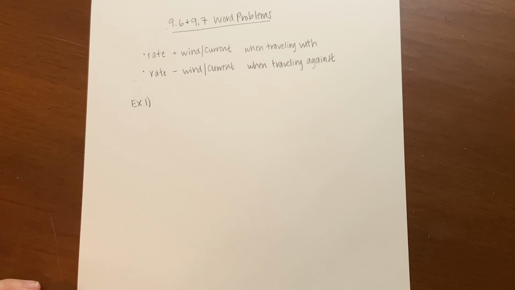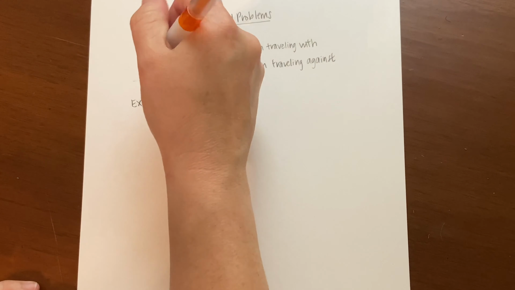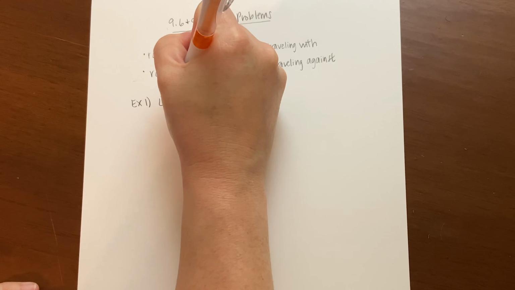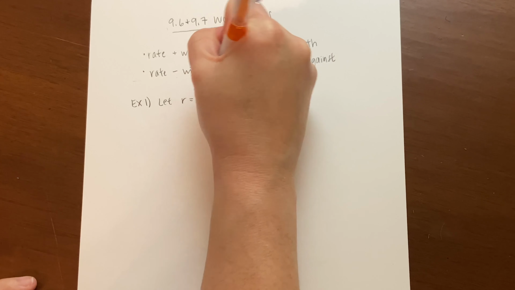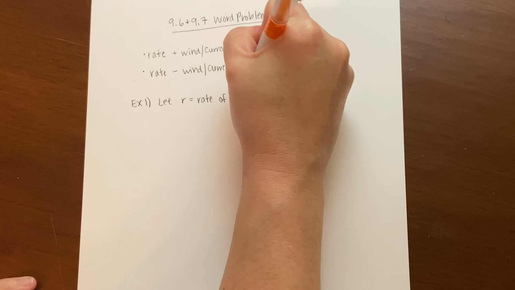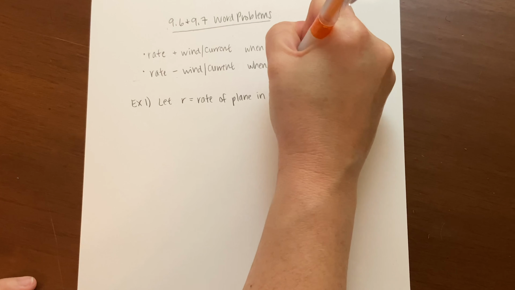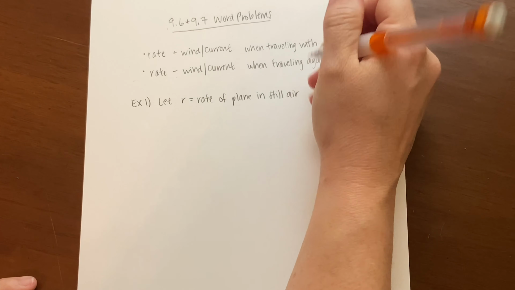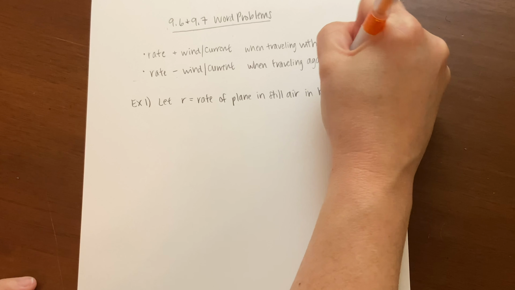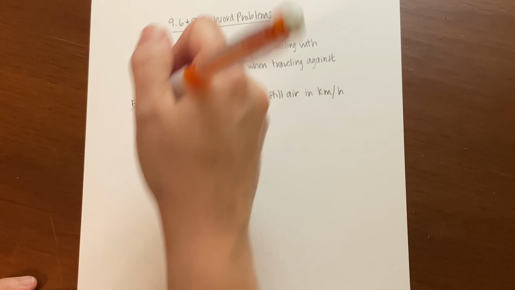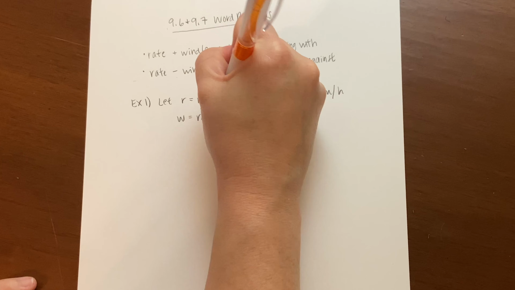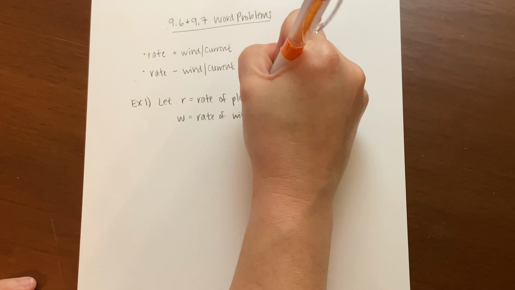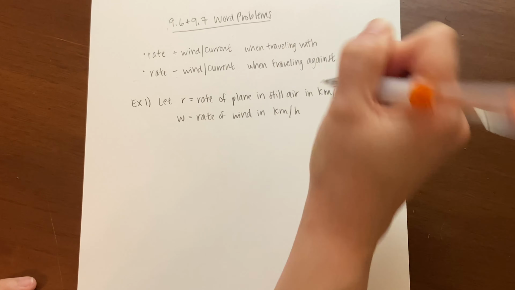All right, so when we're solving word problems, we always need to start by defining our variables. Let's start with, we're going to let R equal the rate of the plane in still air. So R is the rate of the plane in still air, and this is measured in kilometers per hour. And then we'll let W equal the rate of the wind, and that's also measured in kilometers per hour.